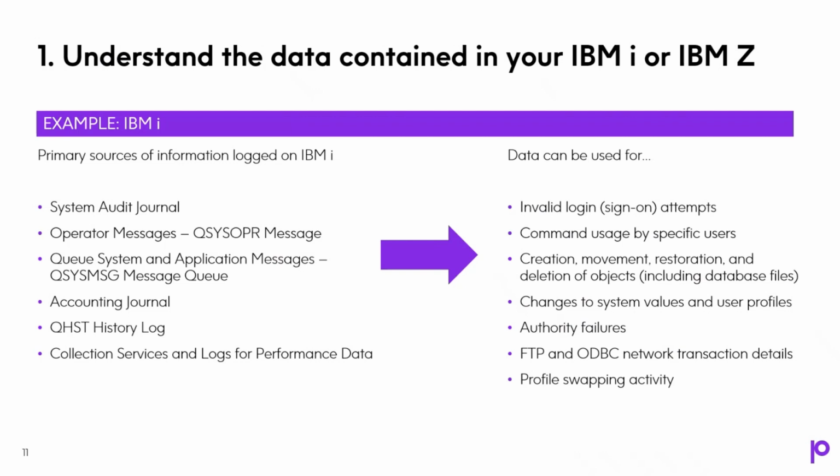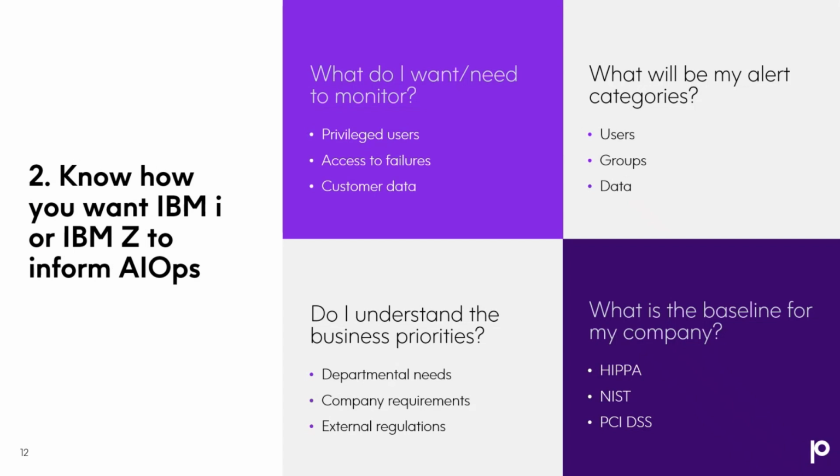And it can help you actually put into practice that AIOps ideal that we want to do when it comes to making things more intelligent. And when it comes to AIOps, just like anything else, it's really important to understand and know how you want to bring in that i or Z to inform the process.